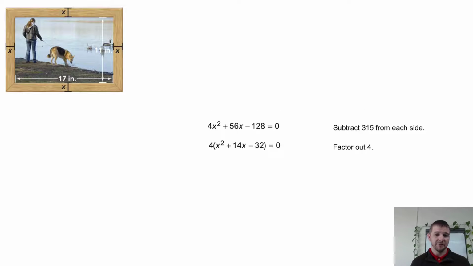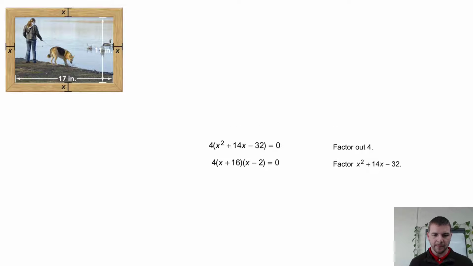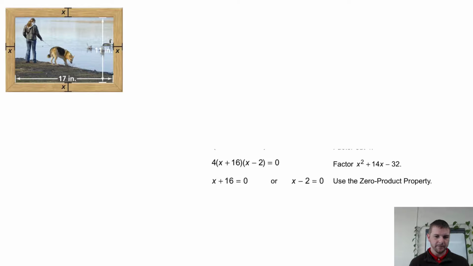Factor out a GCF of 4. We now have 4 times the trinomial x squared plus 14x minus 32 equals 0. And then factor the trinomial to arrive at 4 times (x plus 16) times (x minus 2) equals 0. And utilize the zero product property.